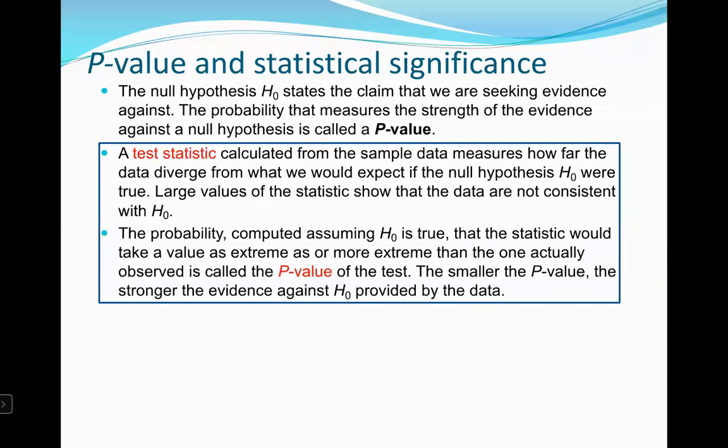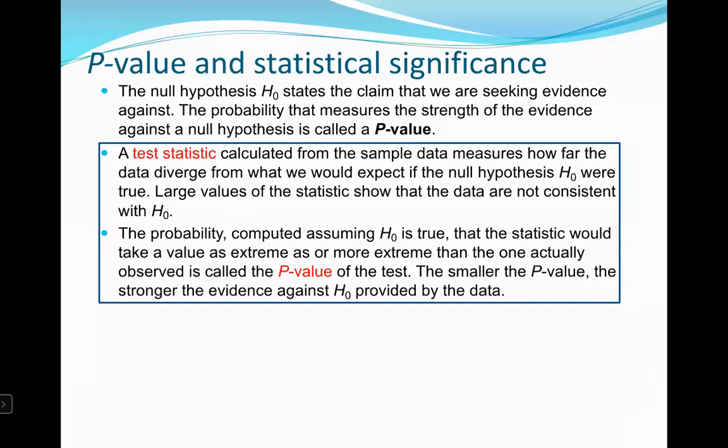The probability computed assuming H naught is true that the statistic would take a value as extreme or more extreme than the one actually observed is called the p-value of the test. The smaller the p-value, the stronger the evidence against H0 provided by the data.